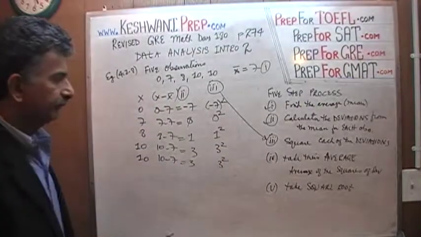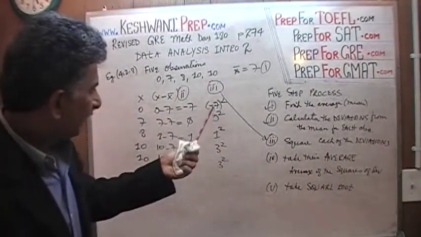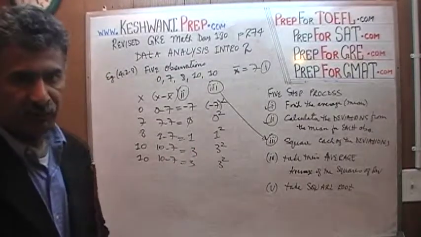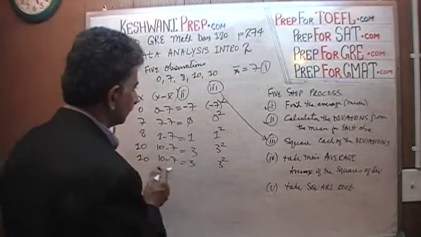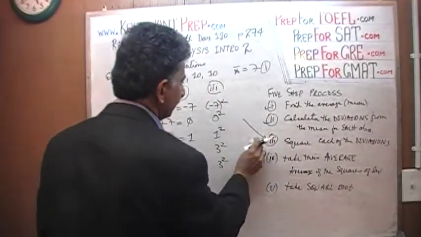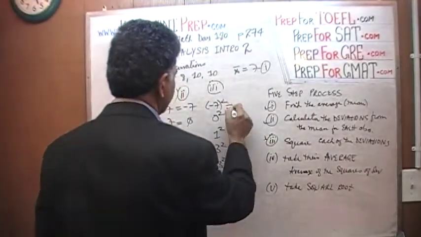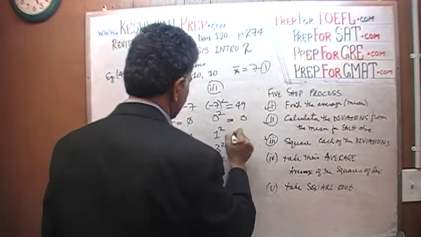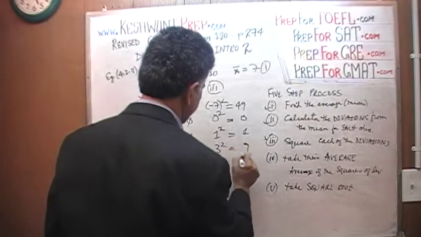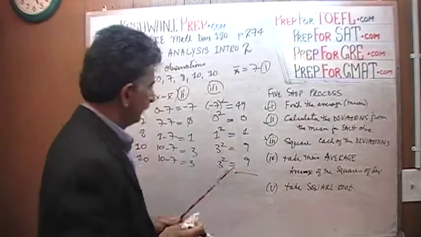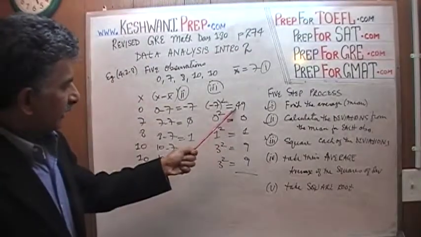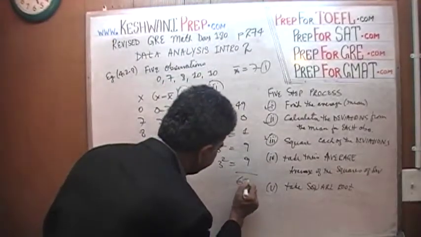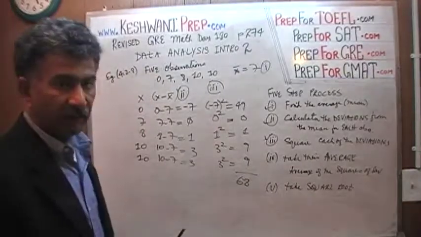That's step number 3. Step number 4, find the average of these now. In order for us to be able to find the average, first we have to find their sum. So let's do that. -7 squared is going to be 49, then 0, 1, 9, and 9. 1 plus 49 is 50, and then we have 18. 50 plus 18 is 68. And there are 5 of them, obviously.